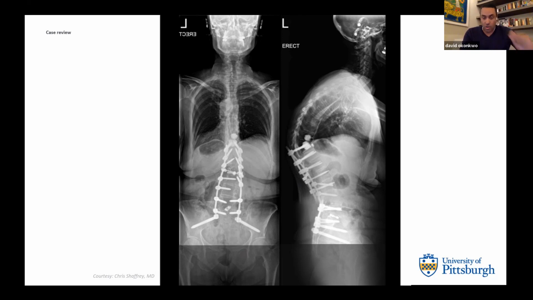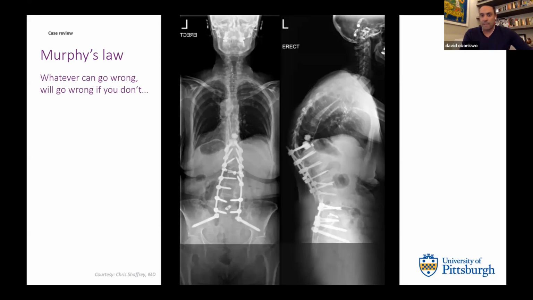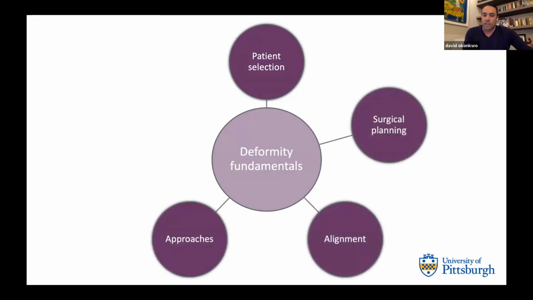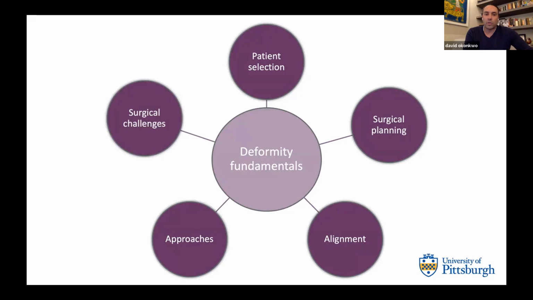But again, no amount of technical prowess, no amount of sophistication, no amount of assistive technology will overcome bad decision making in clinic. And whatever can go wrong will go wrong. So let's think through lots of things about deformity fundamentals. But patient selection is number one, first and foremost. Surgical planning, alignment and understanding the goals, having a fundamental understanding of the approaches and what each of the various approaches can and cannot do for you as you try to achieve your goals.